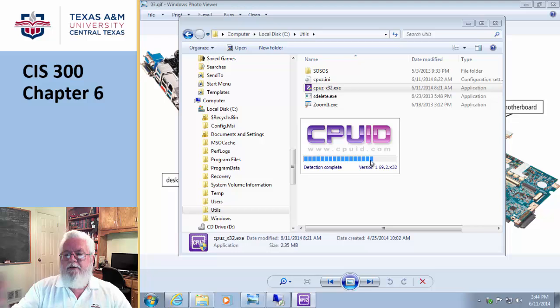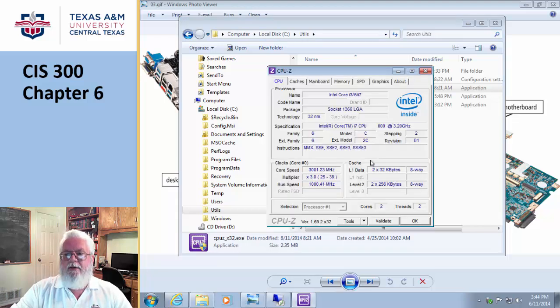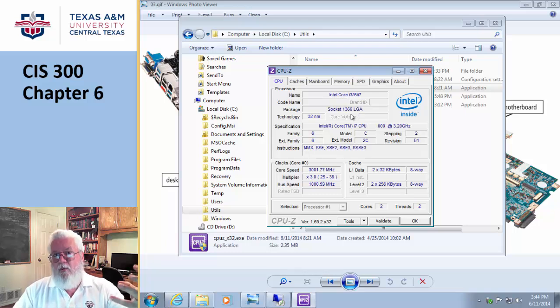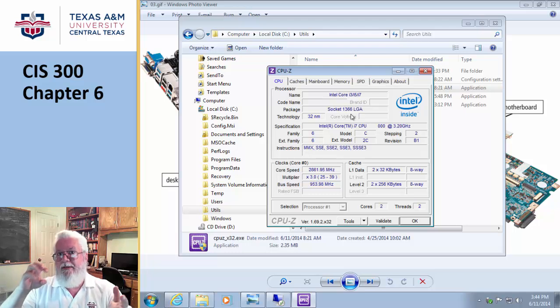And what it's going to do is it's going to look and tell me what I've got. Well, I've got an Intel Core, and I've got a socket 1366, which means my processor has 1366 pins on it. Which means my motherboard has to have 1366 spots, holes for those 1366 pins to fit into. And it talks about, I'm running at 3.2 gigahertz, and here's all the features that are turned on, and it goes on and on, and what the clock speed is currently running at.